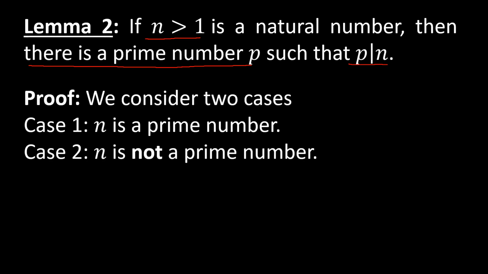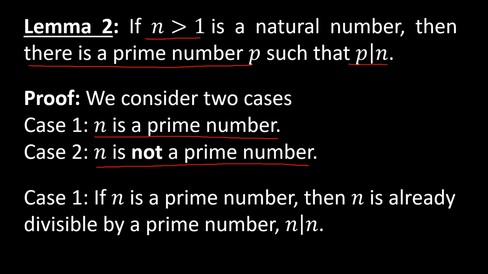So let's look at the proof. We're going to consider two cases. In case number 1, let's think of n as a prime number, and in case number 2, n is not a prime number. Now n is not 1, -1, or 0, so that means these are the only two cases we have. So let's look at the cases.